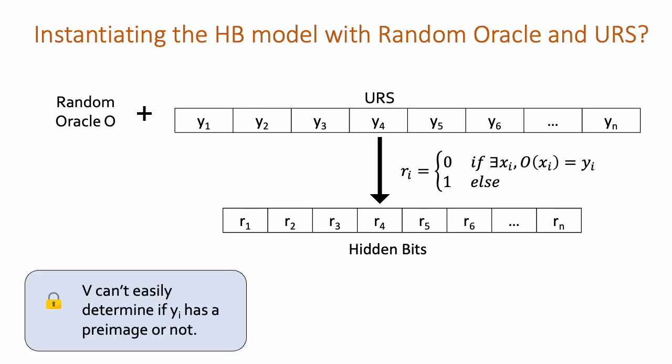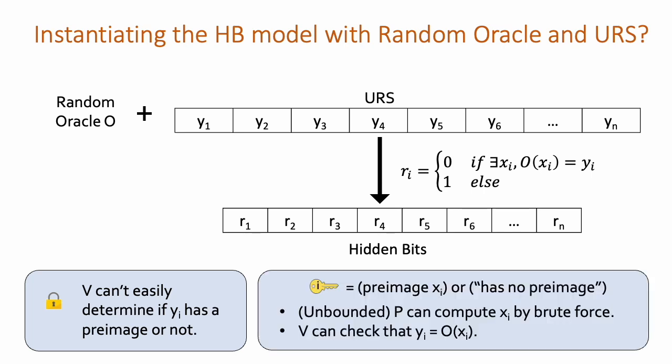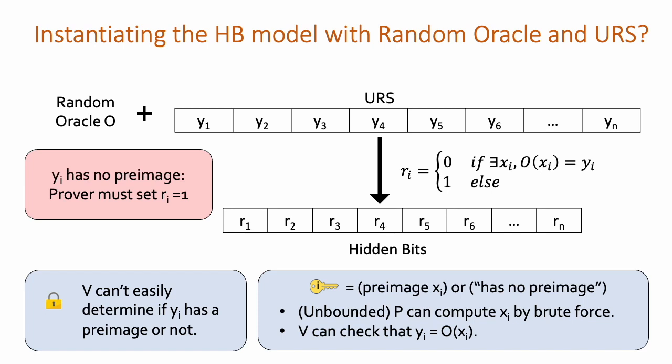Now let's analyze what we have here. For a verifier, there is no way to determine whether a certain yi has a preimage or not, because they are computationally bounded. So the hidden bits stay hidden, and there doesn't seem to be any problem here. Now, because the prover has unlimited access to the random oracle and is computationally unbounded, it can always brute force and check whether a particular yi has a preimage or not and respond accordingly. If a yi does not have a preimage, there is not much a prover can do, because it can never provide an xi which would correctly match the corresponding yi, hence it must set ri to be 1 in that case.